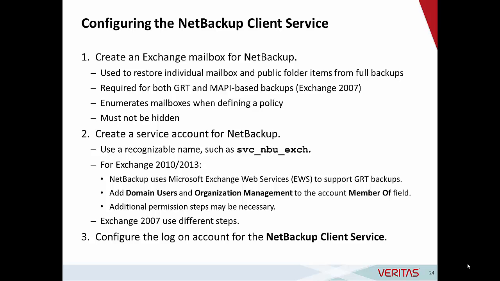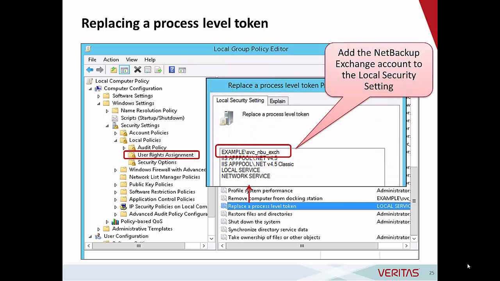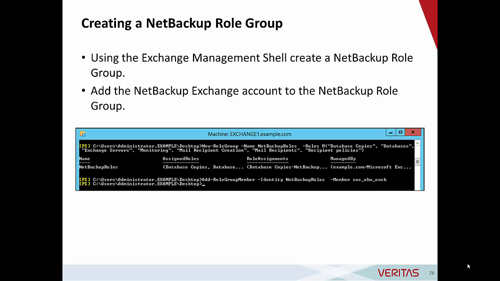And then I'm going to configure the NetBackup client service to log on using this service account. As we mentioned before, the NetBackup service account requires the right to replace a process level token. So here's an example of using the group policy editor to give the account that right. The account needs this right to be able to pass an impersonation token to the NetBackup process that performs Active Directory and PowerShell commands. If GRT operations are to be performed, we'll need to use the Exchange Management Shell to create a NetBackup role group and add the NetBackup Exchange service account to the NetBackup role group.